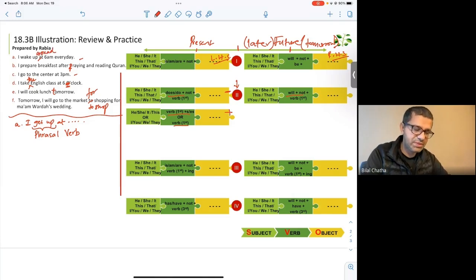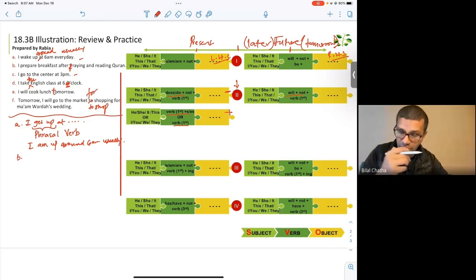एवरी डे की बजाय आप ये भी कह सकते हैं usually. ओके, और आप ये भी कह सकते हैं I'm up at 6 AM या around 6 AM, usually. Okay, सेम चीज है, आप मुख्तलिफ तरीकों से उसको बोल रहे हैं. I prepare breakfast after praying and reading Quran. इसको आप कैसे बोलेंगे alternatively?